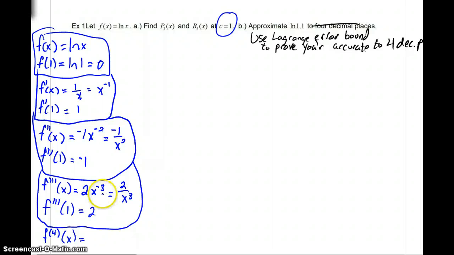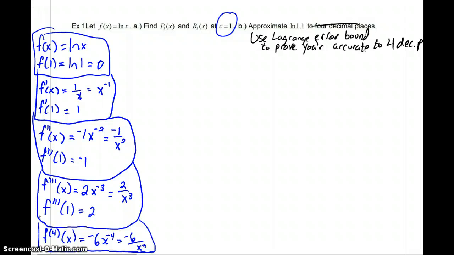We'll have to take a fourth derivative here. 2x to the negative third, bring down the negative 3. 2 times negative 3 is negative 6. That's negative 6, x to the negative fourth. And this will become negative 6 over x to the fourth. I'm going to leave that as such. Very often kids want to substitute a 1 in, but we're actually not going to do that.